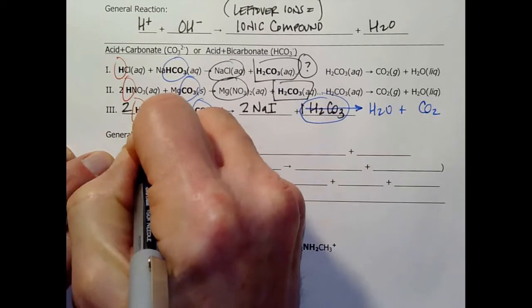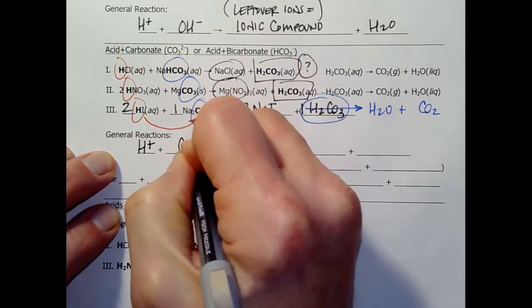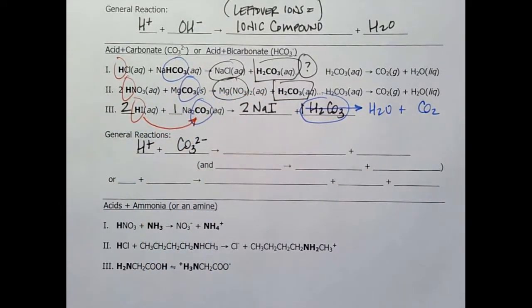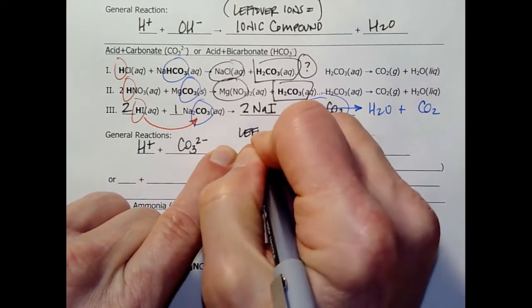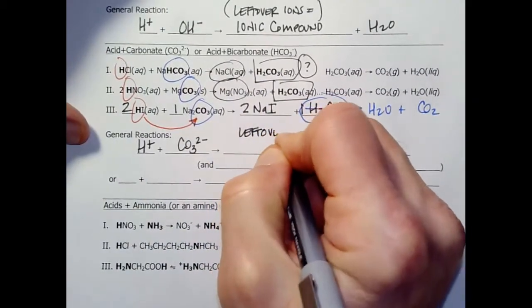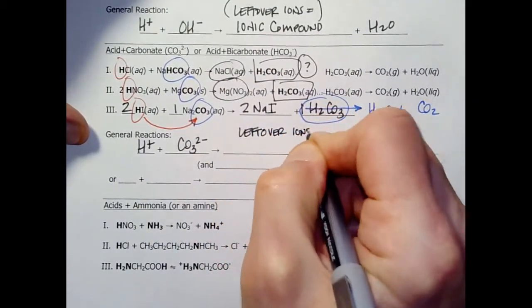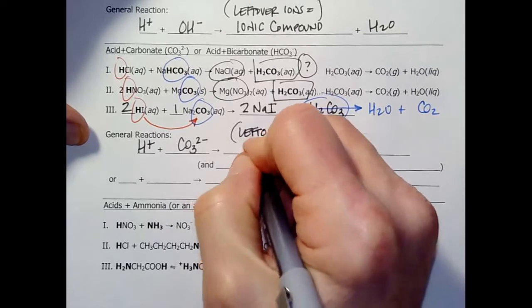So, we could say it like this. Again, H plus and some variation of carbonate, bicarbonate, carbonate, whatever. We get the leftover ions. Gives me an ionic compound.